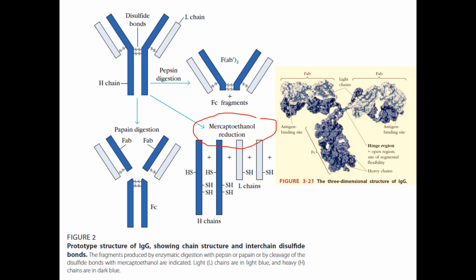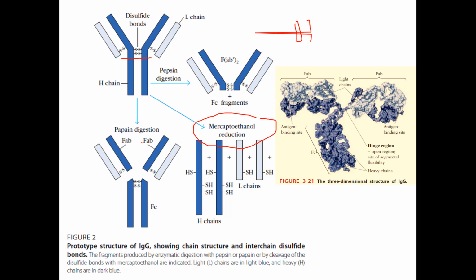But if we perform pepsin digestion, pepsin is an enzyme which cleaves after the disulfide bonds. So we'll get this kind of structure, which is called the F(ab')2, in which the variable regions of the heavy chain and the light chain are joined together like this, and we will get two Fc fragments, individual Fc fragments.